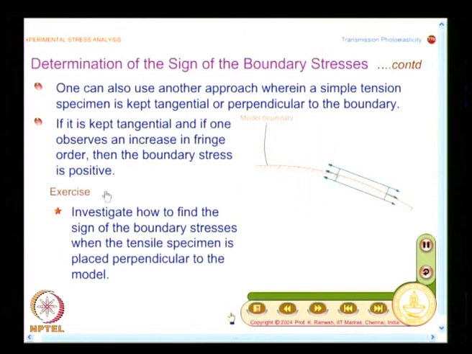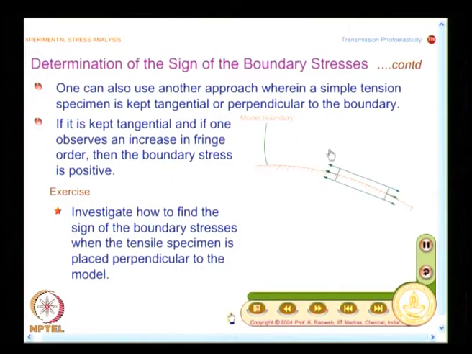That you take as a home exercise, because here you have to be very alert in the logical development of the argument. If you miss the way you have added the retardation, you may end up with a wrong result. You can't say if the fringe order increases it is always positive, and if it decreases it is always negative. That kind of generic conclusion we cannot arrive at. We have to look at whether the model was kept tangential to the boundary or perpendicular to the boundary.